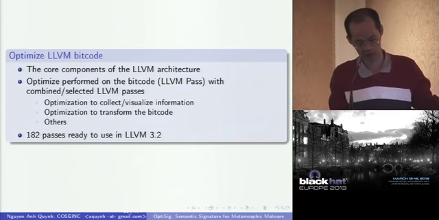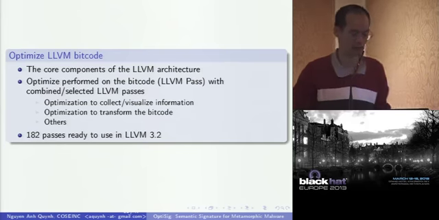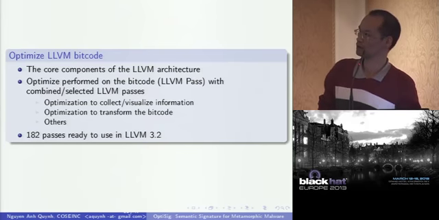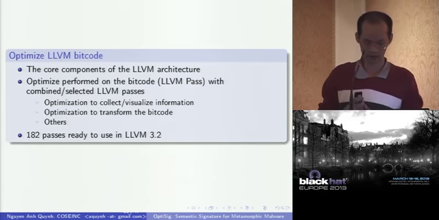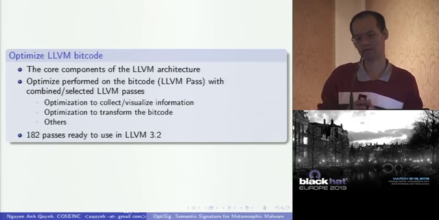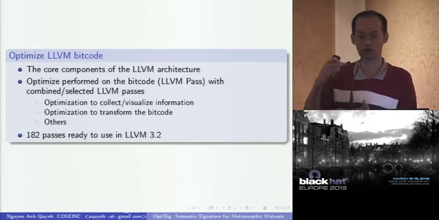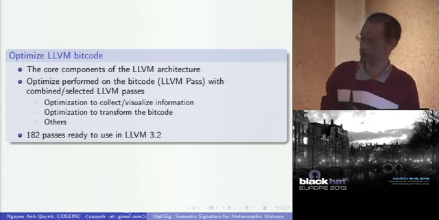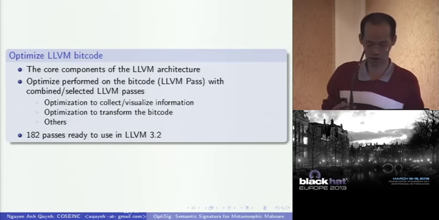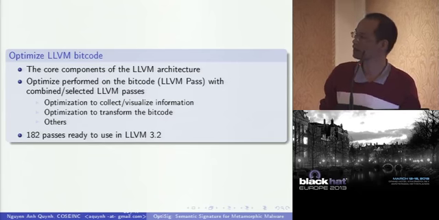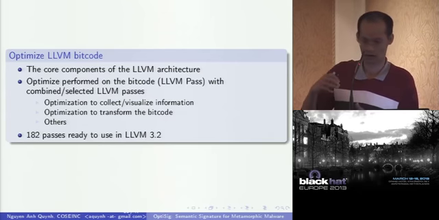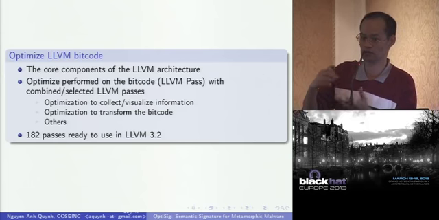Okay, so here's another core component of LLVM architecture. That is the LLVM optimizer. Basically, we can feed the LLVM IR to the optimizer, and it can optimize the code for you. In LLVM terminology, we call the optimizer an LLVM pass. And we can combine different passes with each other.